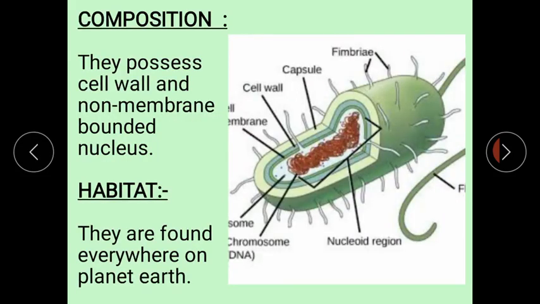Now we will discuss the composition of bacteria. They possess a cell wall and a non-membrane bounded nucleus. Look at this picture. They have a proper cell wall, but they have a non-membrane bounded nucleus. And what is the habitat of bacteria? They are found everywhere on the planet Earth.